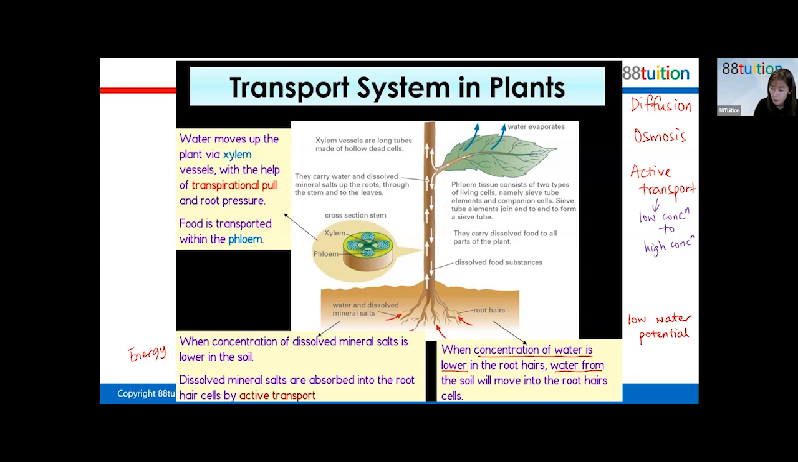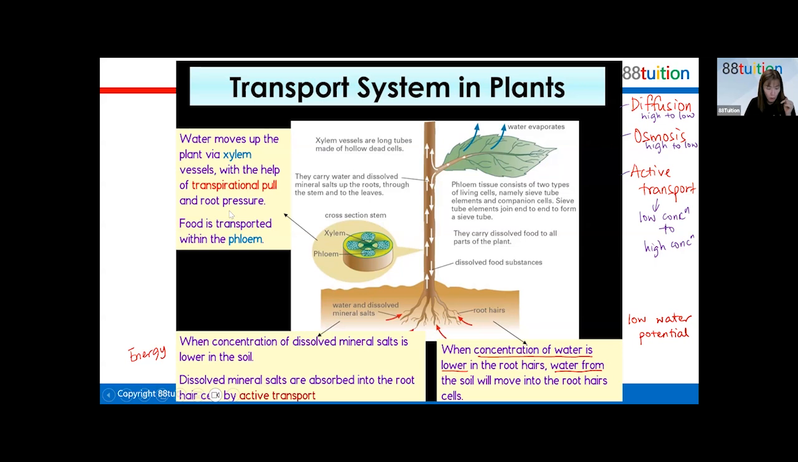All right, so I already said all this will be from high to low. This is water only, but still high to low. Active transport is different. It will move from low concentration region to high concentration region. So this is the transport system in plants.